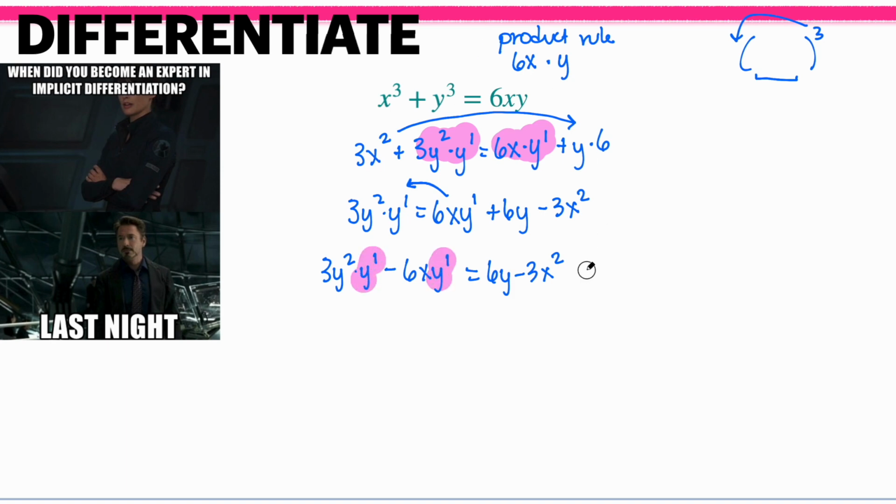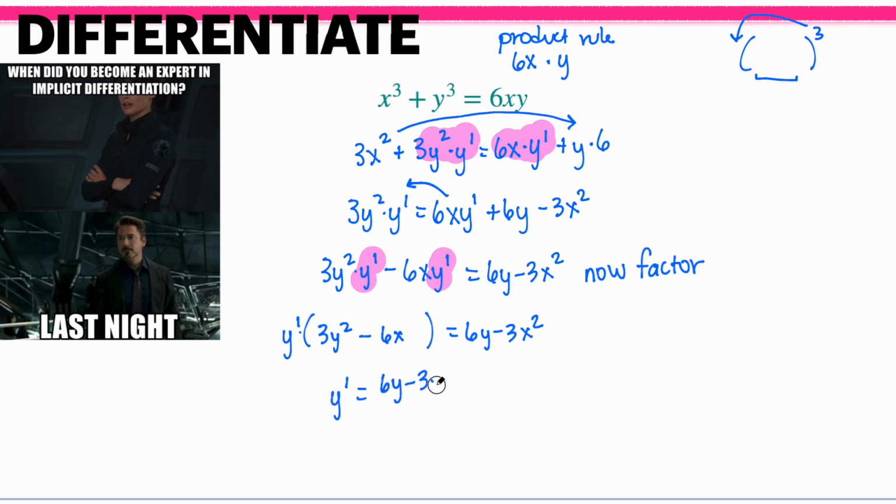So now, factor. I'm going to pull a y prime out. And I'll be left with 3y squared minus 6x. And now to solve, I've got to divide, because that's multiplied. So therefore, my answer is going to be 6y minus 3x squared divided by what I divided both sides by, which is 3y squared minus 6x.